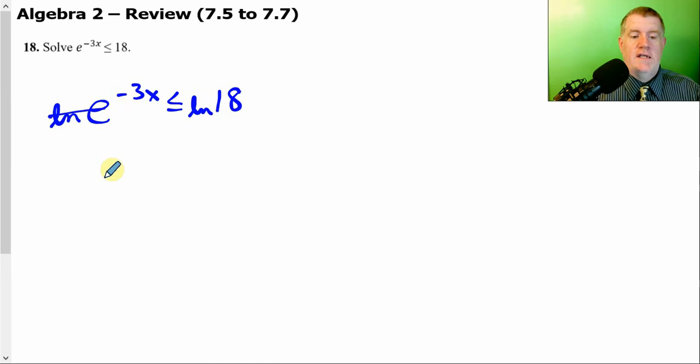All right, they kind of cancel each other out. I say kind of cancel each other out because what I mean is the negative 3x drops in front and the natural log of e equals 1, but that's just a little shortcut to do it that way. And the natural log of 18.